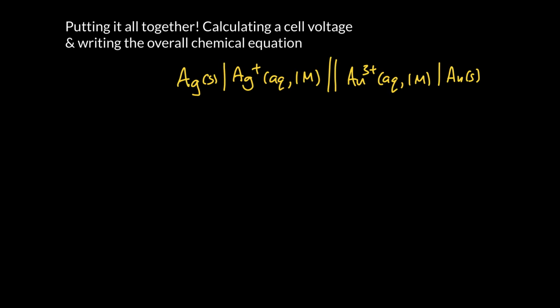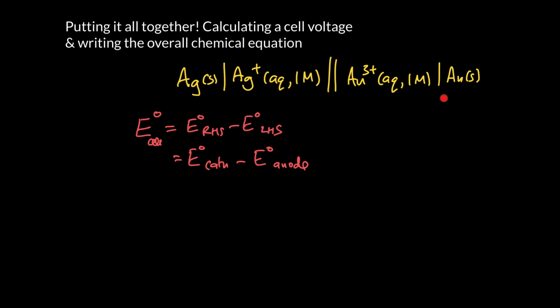And how do we calculate the cell voltage here? We're going to say that the way it's written, the cell voltage is equal to the right-hand side minus the left-hand side. And if you remember, the right-hand side is the cathode, and the left-hand side is the anode. So all we need to do is look up these standard electrode reactions that involve gold 3 going to gold and silver 1 going to silver. And they'll always be written as reduction reactions. So let me pull up the table and show you.